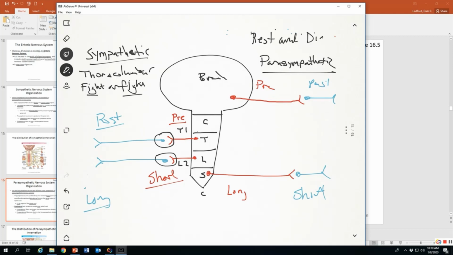Now, what do we call this? Well, remember, parasympathetic was sometimes called rest and digest, but we also call this craniosacral.